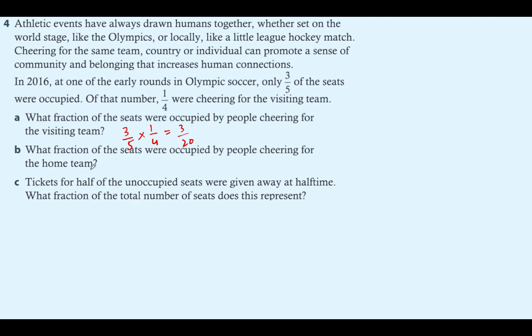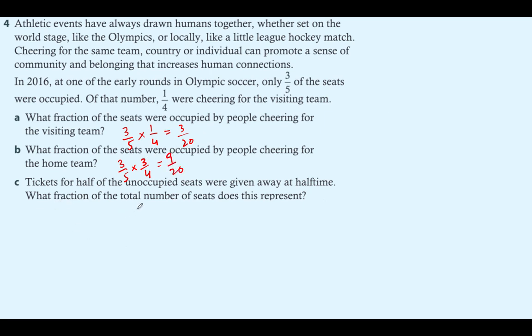And now for the home team, so we know that the fraction of people is 3 out of 5, and if 1/4 are cheering for the visiting team, that means the remaining 3/4 are cheering for their home team. So 3 times 3 is 9 and 5 times 4 is 20.